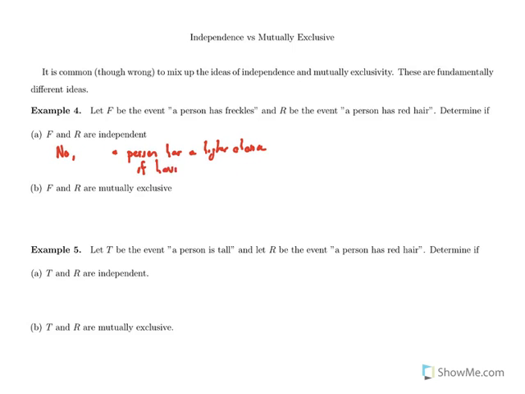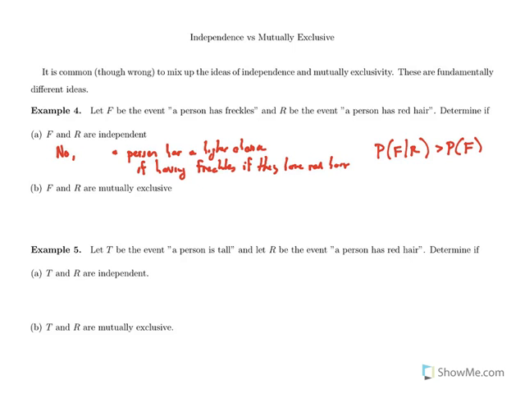of having either freckles or red hair, whichever one you want to do. Let's say of having freckles if they have red hair. We say the probability of freckles given red hair is greater than the probability of just freckles. So they're not equal. So these are not going to be independent events.